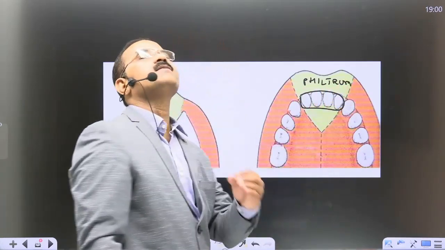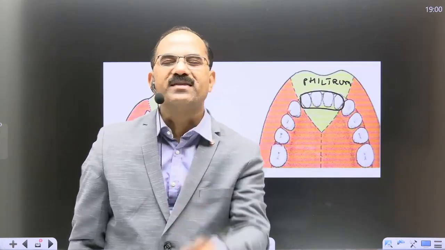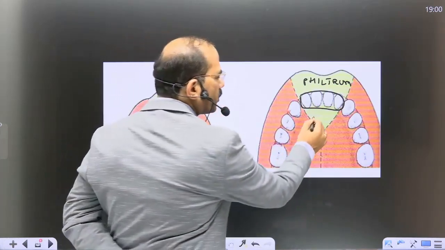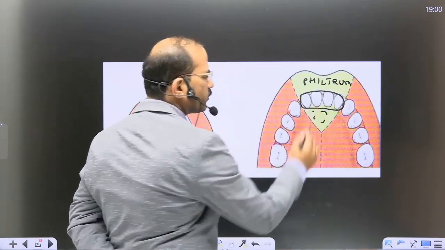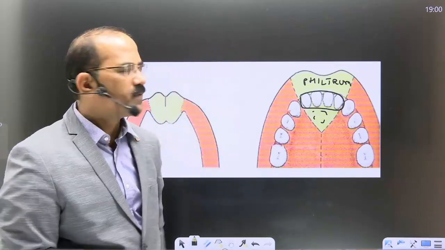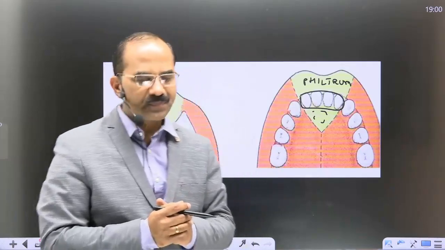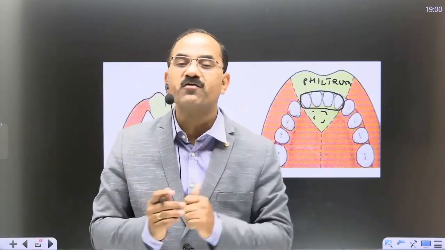So this is the philtrum of the upper lip, the upper jaw with four incisors, and it forms a small part of the palate. Look at this part of the palate. This is what we call the primary palate, or the primitive palate. So we're talking about the development of the hard palate.